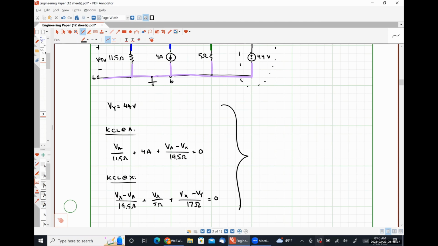In my first equation, my coefficient for VA is 0, my coefficient for VX is 0, my coefficient for VY is 1, my constant term is 44, which I put too many 4s there. In the second equation, my coefficient for VA is 1 over 11.5 plus 1 over 19.5.